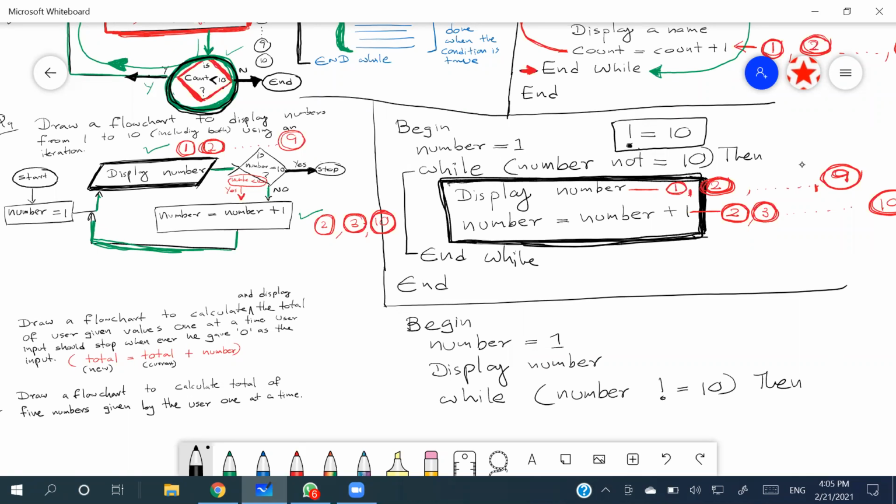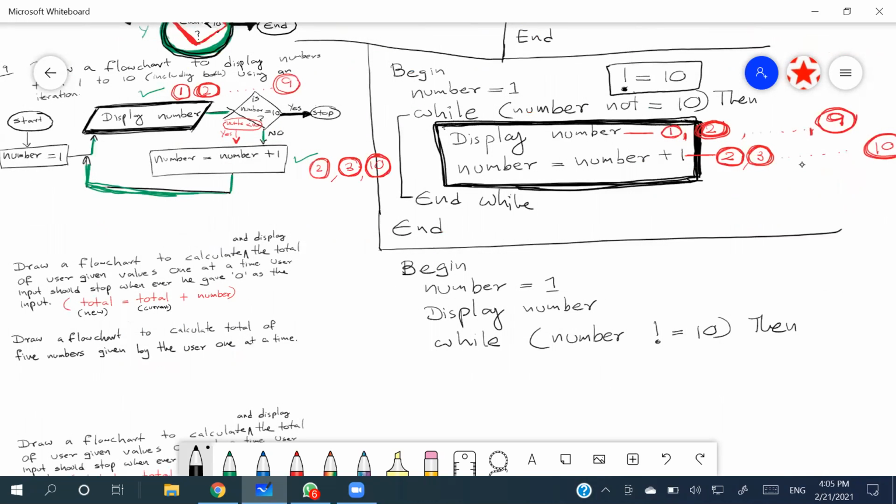Then we are going to go in the orderly manner. Number equals number plus 1 will become the next line inside the while. Number equals number plus 1. Then we say display number. Then we are going to do the end while, right? Then we are going to say end to the program.